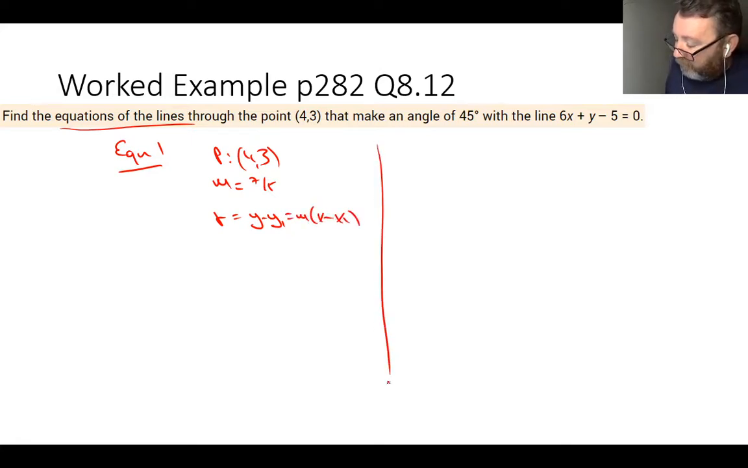Okay, let's work this out. With x1, y1: y minus 3 equals 7 over 5 times x minus 4. Multiply everything across by 5 to clear the fraction.